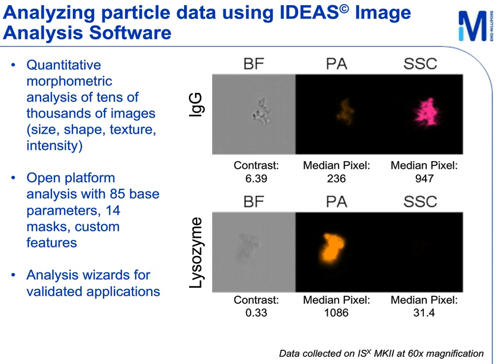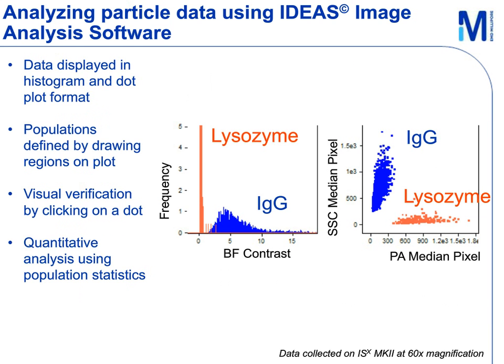When dealing with large data sets, population-based data can then be displayed using histograms and dot plots, as shown here on the right. On the left, a histogram showing the frequency of lysozyme particles in red and IgG particles in blue is shown for the bright field contrast feature. Again, we can see that the entire population for lysozyme particles has a lower bright field contrast compared to the IgG particles, which agrees with the representative imagery shown.